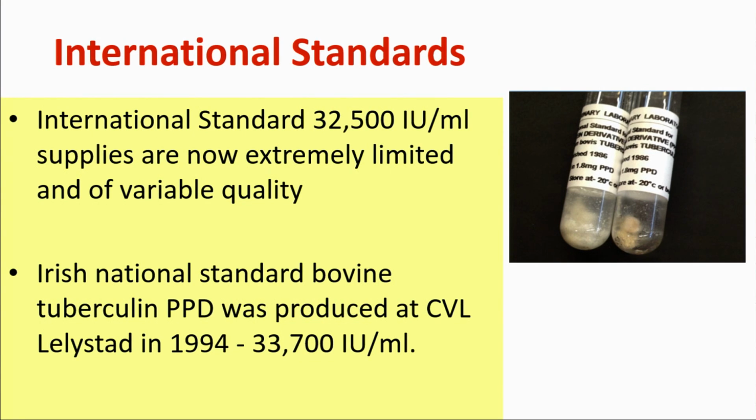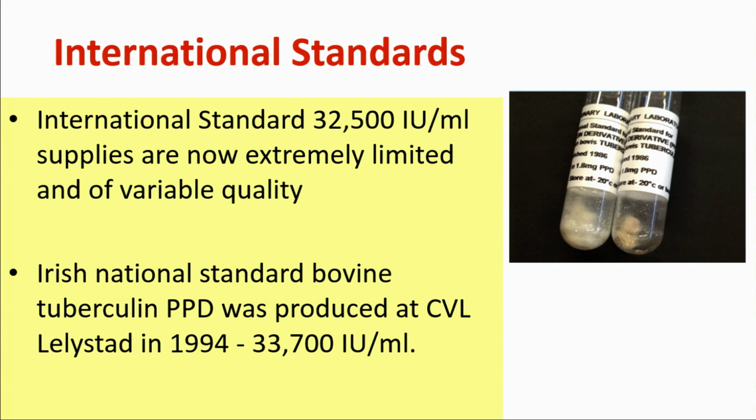One of the very important messages from my talk today is to underline to you that the current stocks of international standard of bovine PPD are extremely limited, and what's left is of extremely dubious quality. There are currently only 10 to 12 vials left of acceptable quality. If you look at the 2 vials that are there, this one looks reasonably okay, but the one on the right, it's denatured, just coloured, and that's about all that's left of the international standard.